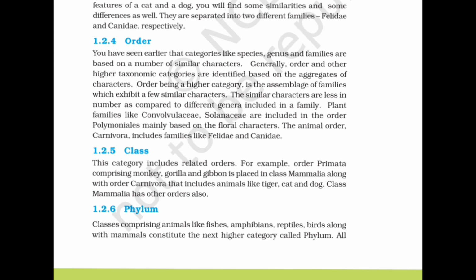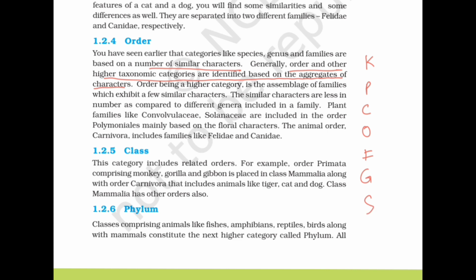Order. You have seen earlier that categories like species, genus and families are based on a number of similar characters. Generally, order and other higher taxonomic categories are identified based on the aggregate or the collection of characters. Okay, so order being a higher category. So look at this. It's like King Paul cried out for good soup.